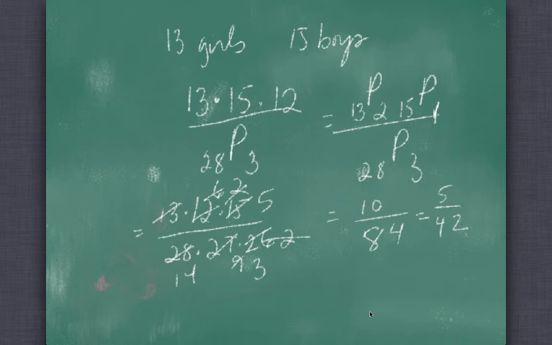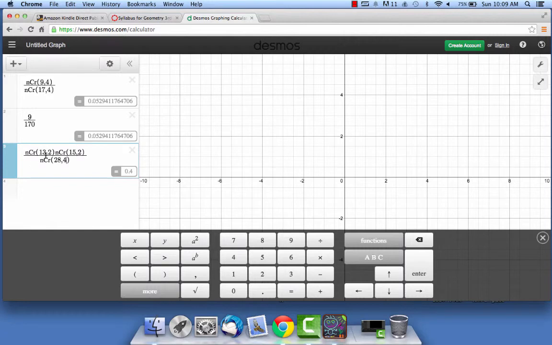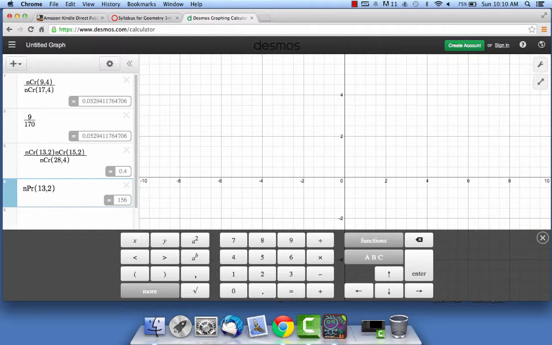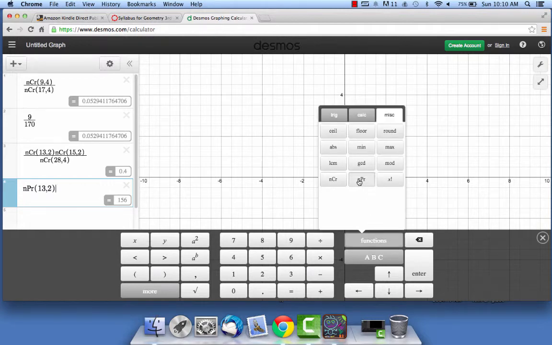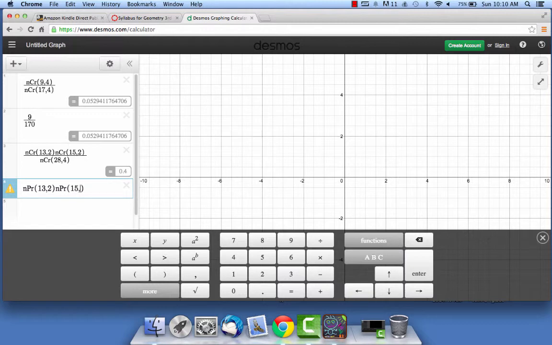Okay, or we can use the calculator. So 13, well, let me get a new box. Out of 13, we placed 2 in their positions. And out of 15, we only placed 1 in his position. And for how many ways we could have done it all together, we had 28 people and we placed 3.